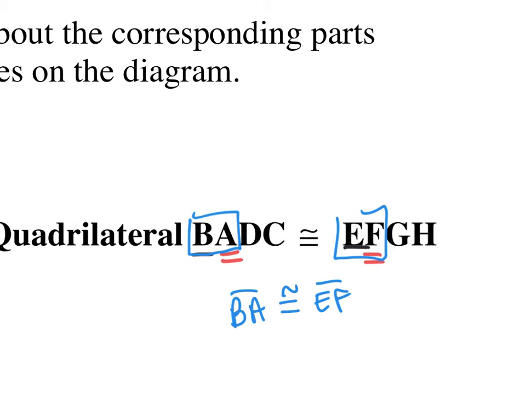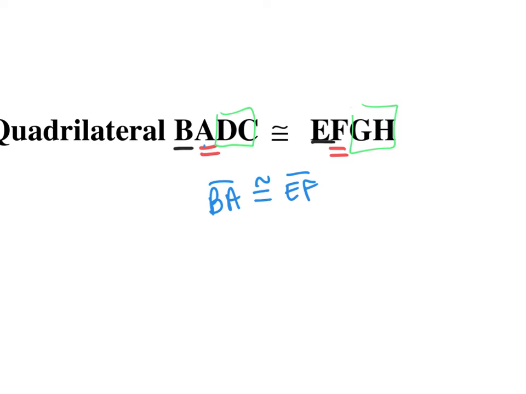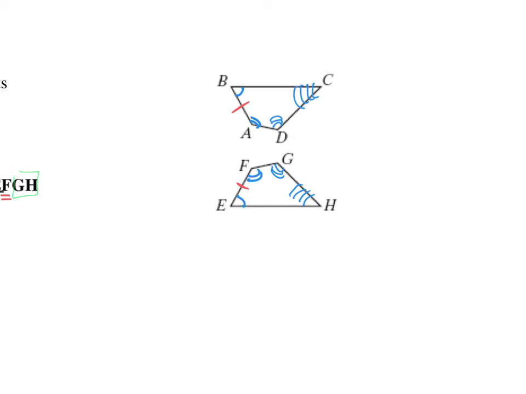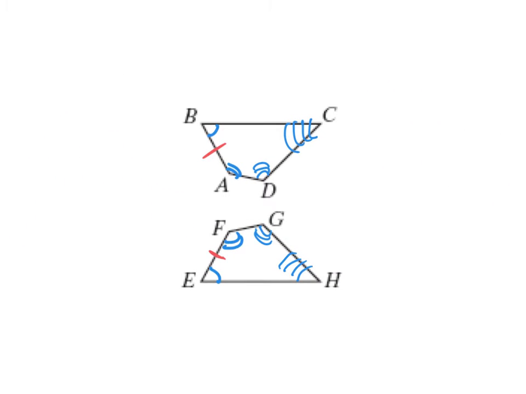Now I have DC. So I can say DC. Let me erase my BA being boxed and my EF. I can now say DC and GH are congruent. So line segment DC is congruent to line segment GH. So I go to my image and I mark DC and GH are congruent. So two tick marks this time.